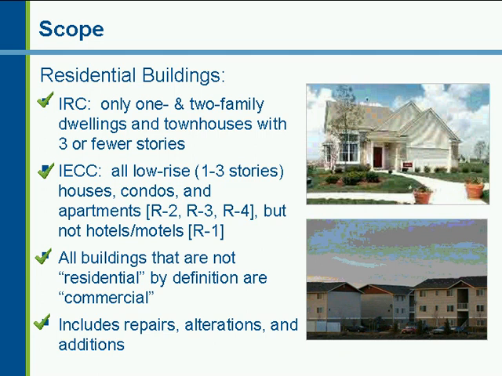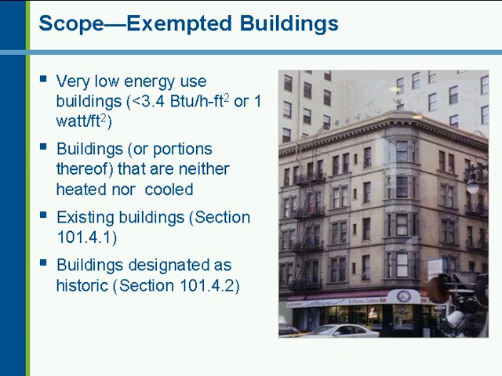There are certain buildings that are exempted from the requirements of this code. Very low energy use buildings, those that are designed to use overall less than 1 watt per square foot, for example, are exempted. Buildings or even portions of buildings that are not conditioned are exempt from this code. Existing buildings are exempt, meaning that if you purchase an existing home, you're not required to bring it up to the specs of this code simply because it changed hands.